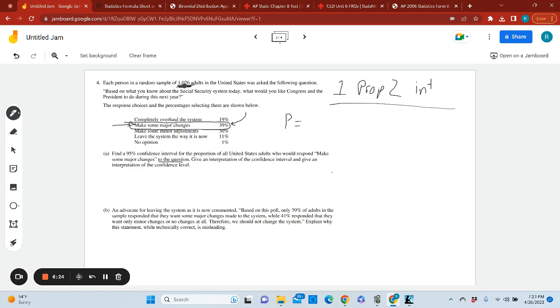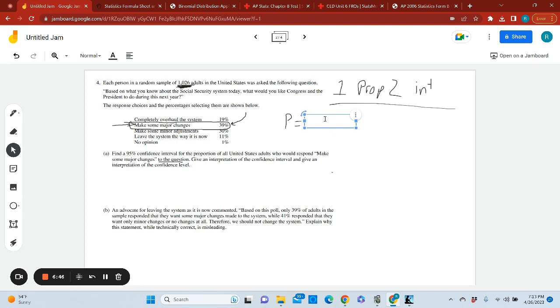This is the breakdown only for these 1,026 adults. I want to know the true population proportion, or the true proportion of everybody in the country who feels this way. Who feels like they want to make some major changes. So should I type that? Can I type that? Let's see.